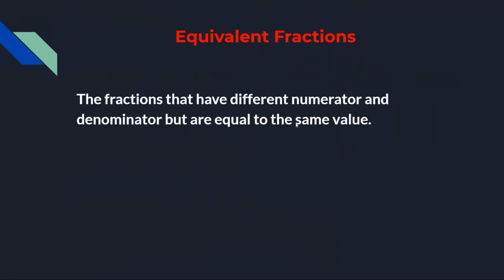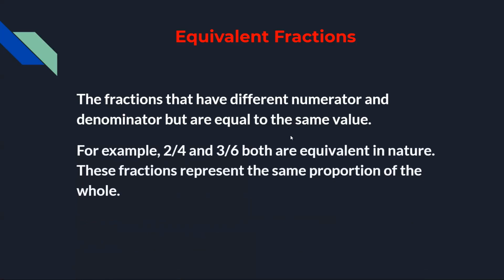The fractions that have different numerators and denominators but are equal to the same value, that is, their numerators and denominators are different but their value is the same, are called equivalent fractions. For example, 2 by 4 and 3 upon 6 are both equivalent in nature. These fractions represent the same proportion of the whole.